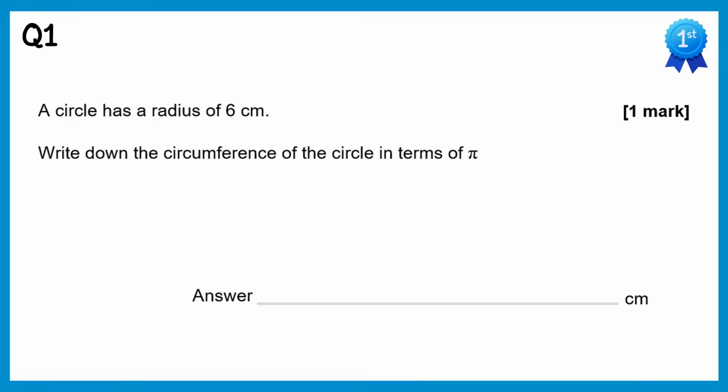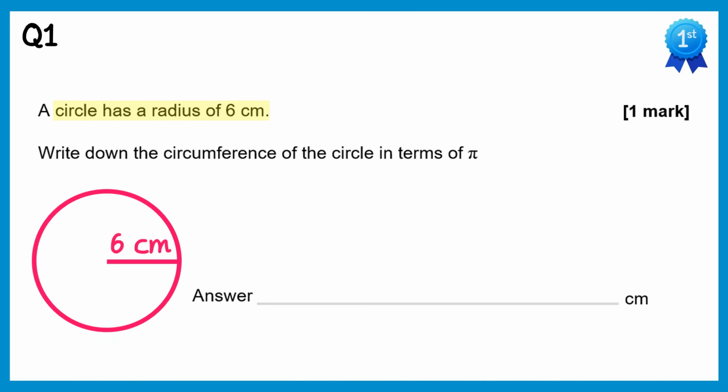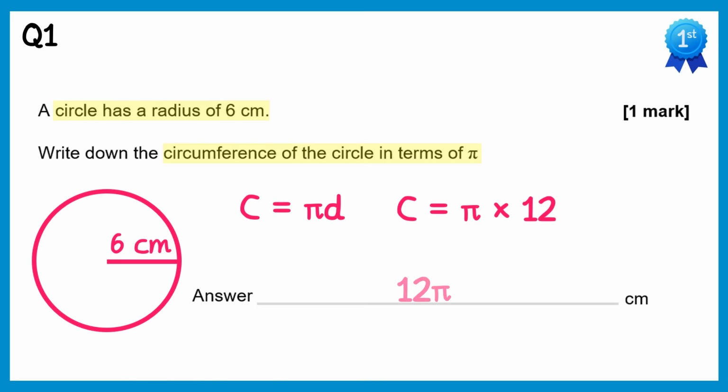So we'll start with question 1. Here we have a circle that has radius 6 centimeters, so it will look something like this. We need to find the circumference of the circle in terms of pi. To find the circumference, you do circumference equals pi times diameter. So since the radius of this circle is 6, the diameter must be double that, which is 12. So we just need to do pi times 12, which gives you 12 pi.